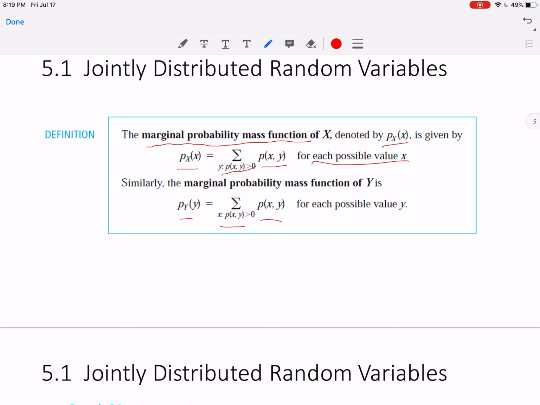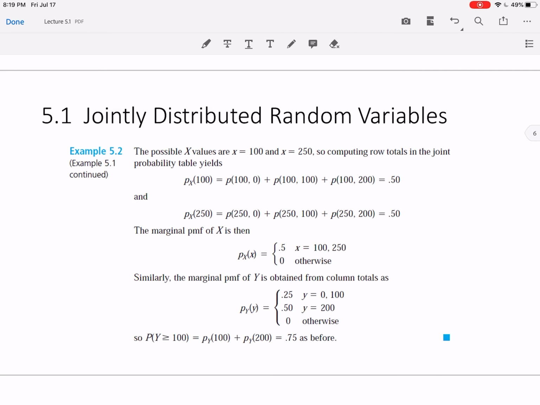So which means if you want to find the marginal PMF of x, you need to sum up the joint PMF over y, because in this case, x is the random variable. Similarly, if you want to find the marginal PMF of y, you need to sum the joint PMF over x, because in this case, y is the random variable. All right.